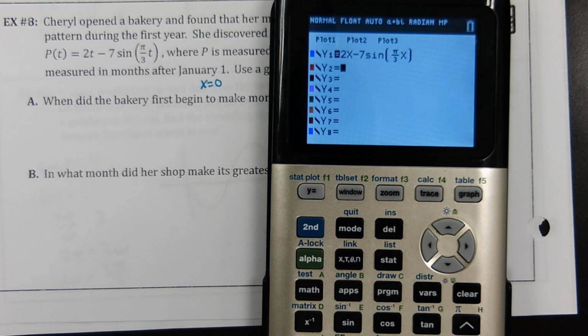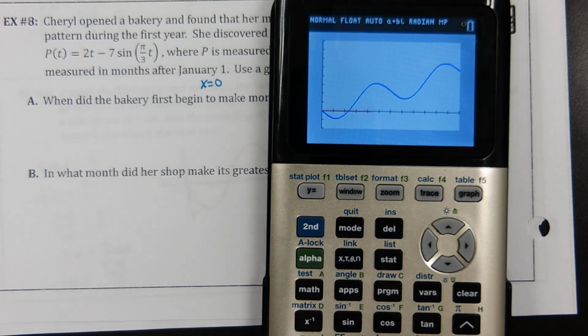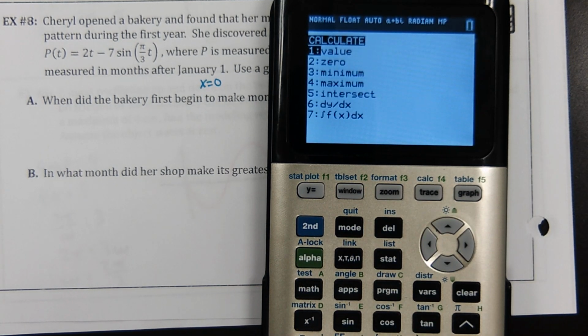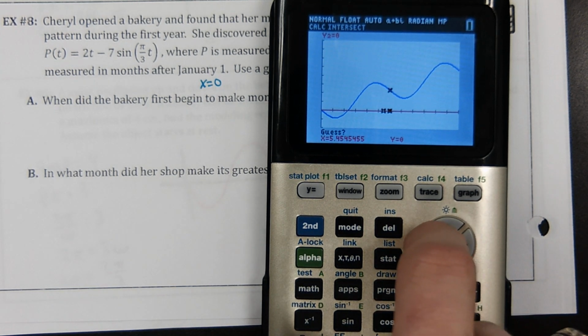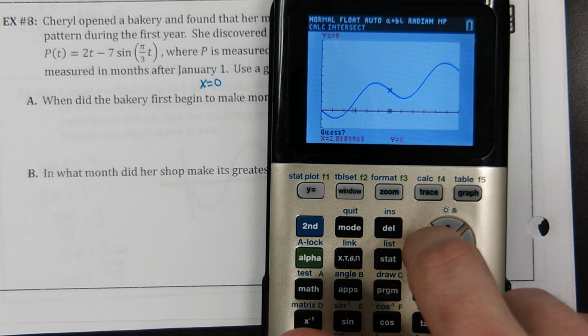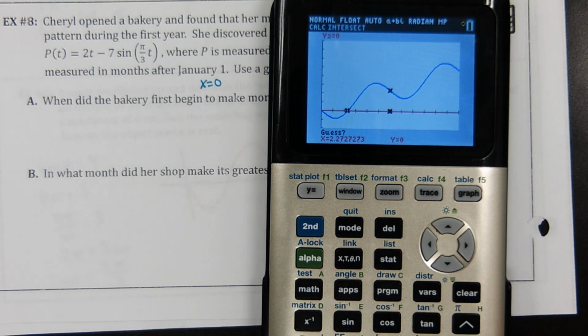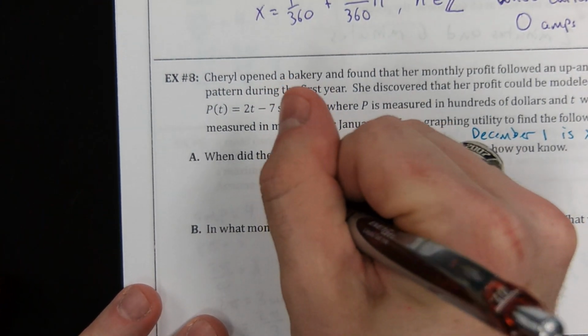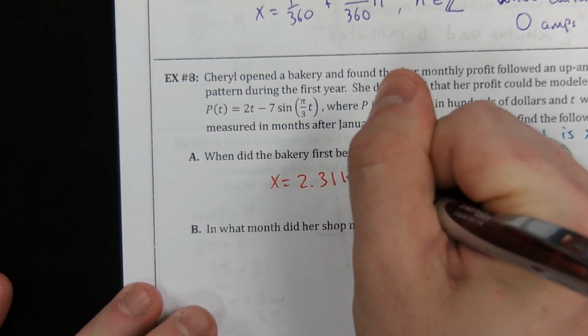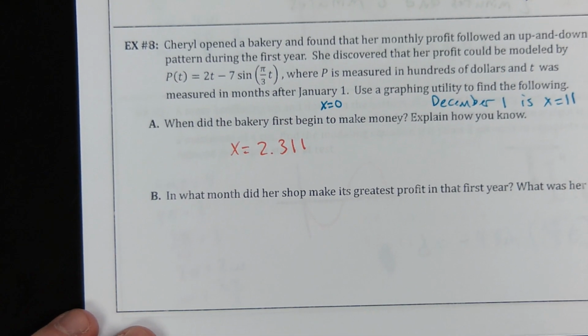Y equals 0, graph. It's going to put a secondary line on there for me now. And now I can do second trace intersect. Been a while since we've had to do this, but time to dust off those skills. Second trace intersect is 5. Hit enter, and then scroll to where the answer roundabouts is. It's about right there. And hit enter one more time at 2.311. We first began making money at x equals 2.311.